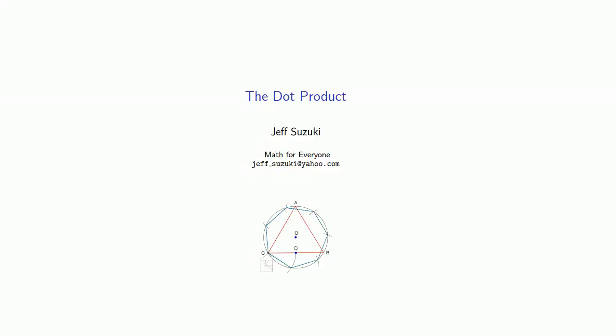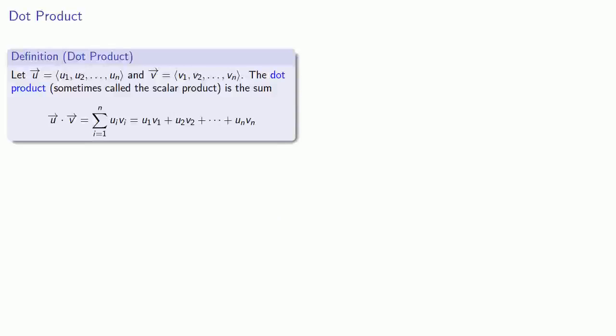So one of the most useful things we can compute given two vectors is known as the dot product. So suppose I have two vectors, u with components u1 through un, and v with components v1 through vn. The dot product, sometimes called the scalar product, is defined by the following sum, where we multiply the first component of u with the first component of v, the second component of u with the second component of v, and so on, and add everything together. We can describe this as the sum of the component-wise products.